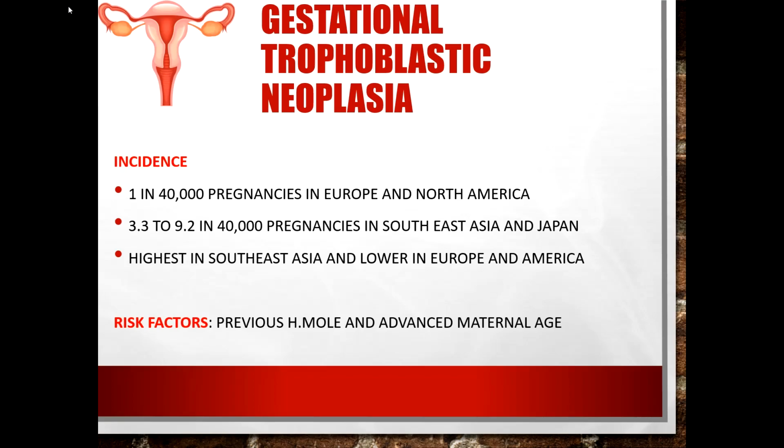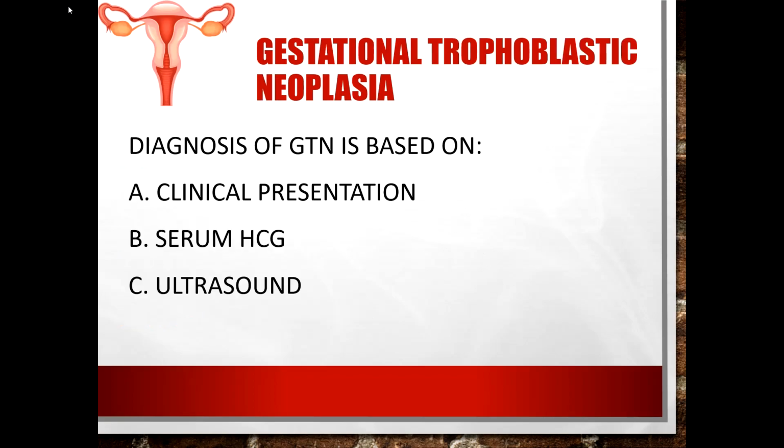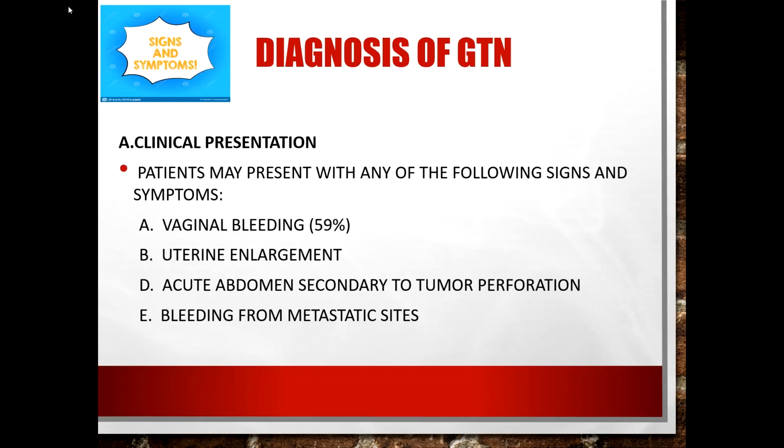So how do we diagnose GTN? GTN is diagnosed based on the clinical presentation, the serum HCG, and the ultrasound. Patients may present with any of the following signs and symptoms: vaginal bleeding, uterine enlargement, acute abdomen secondary to tumor perforation, and bleeding from metastatic sites. So one must search for the signs and symptoms pertaining to the site of metastasis.